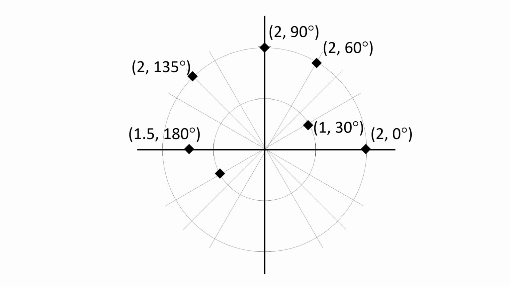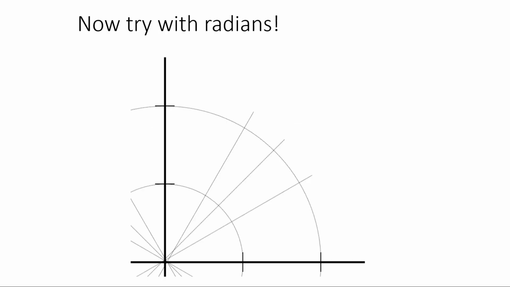This one only goes 1 out and goes around to 210. This one goes 1.5 out and then around 270 degrees. And this one goes 1 out and then around 315 degrees. Okay? So you can kind of see how those go. Yay! Okay, now we'll do it with radians.